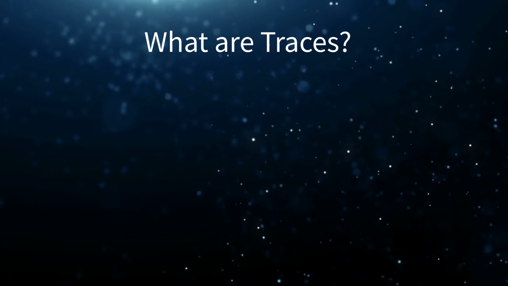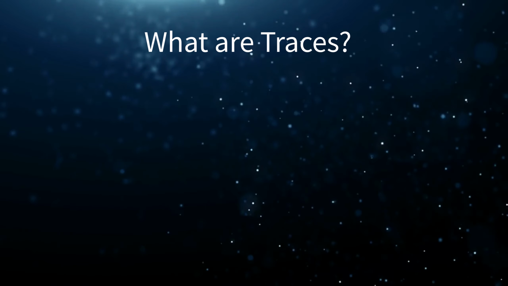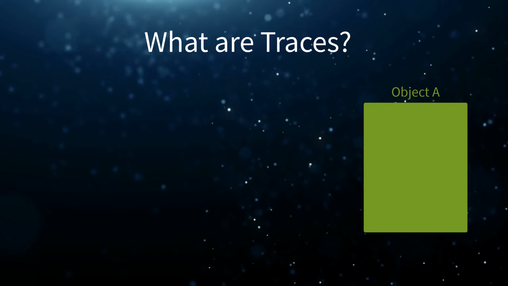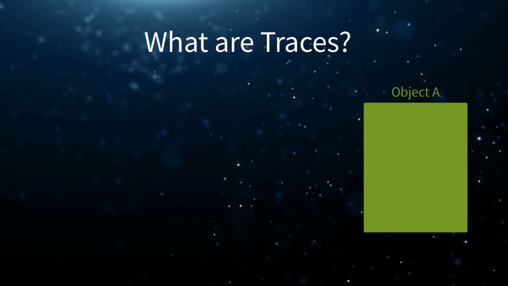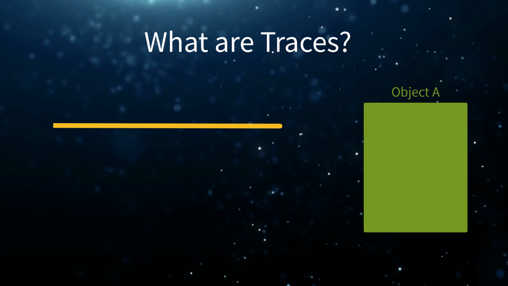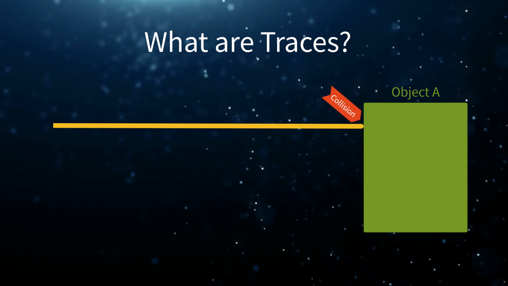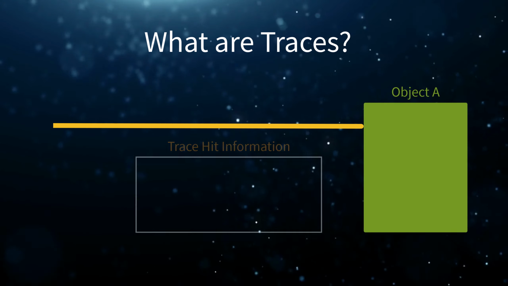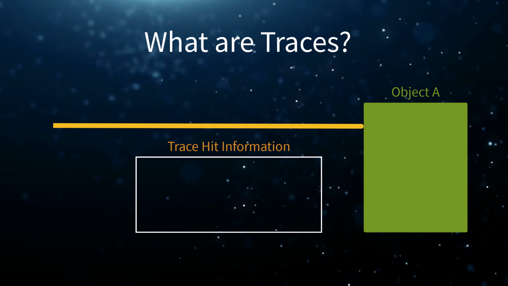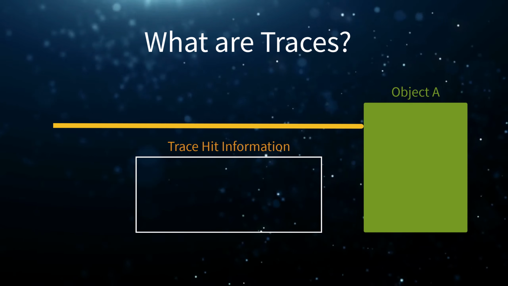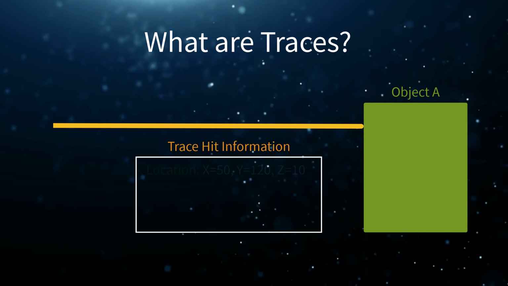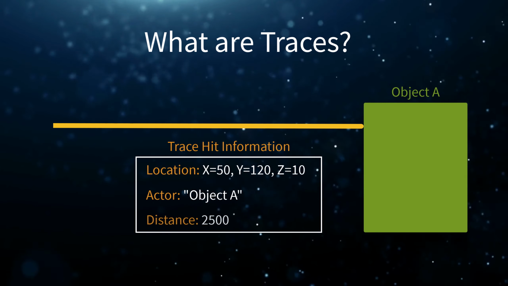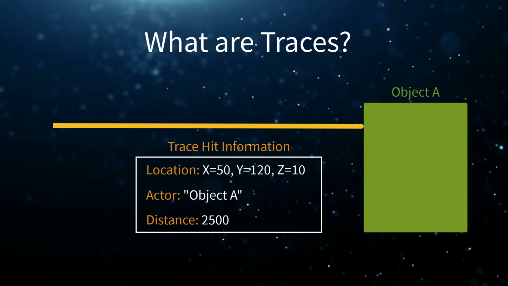Now let's take a moment to learn about traces. So what is a trace? Traces, also known as raycasts, are a way of shooting an imaginary ray or shape into the world to get some information. The ray will collide with objects in the world and return valuable information that we can use in our code. Information such as location of the hit, the actor that we hit, the distance between the origin and the hit, etc.